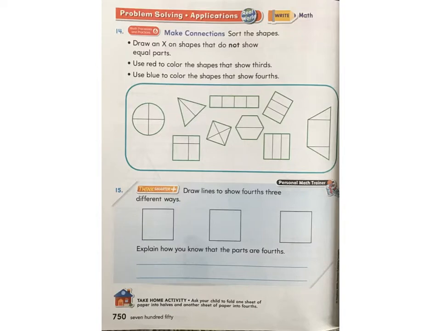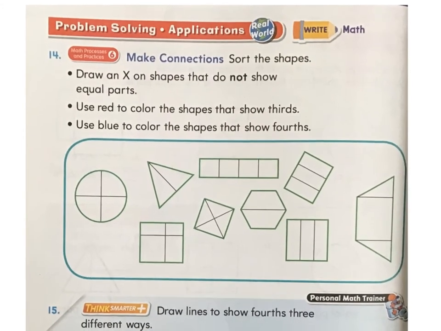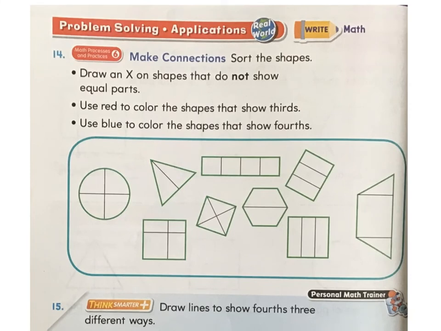All right, you're on page 750. We're going to do number 14, sort the shapes. We have to draw an X on shapes that do not show equal parts. Use red to color the shapes that show thirds, and use blue to color the shapes that show fourths. All right, so I'm going to get out my red marker and X out the ones that don't show equal parts. That one looks good. So does that one. I don't know about this one. No, they're not equal. Take a look.